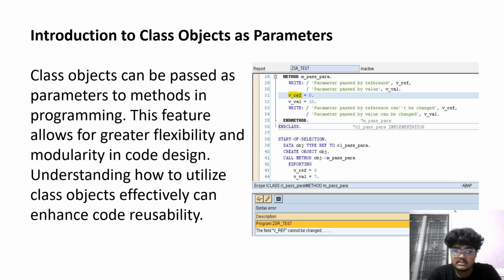What this essentially states is that class objects can be passed as parameters in methods in programming. And what they're saying is this will allow for great flexibility and modularity, which will also extremely enhance the reusability of the code, which means it also affects the portability of the code.